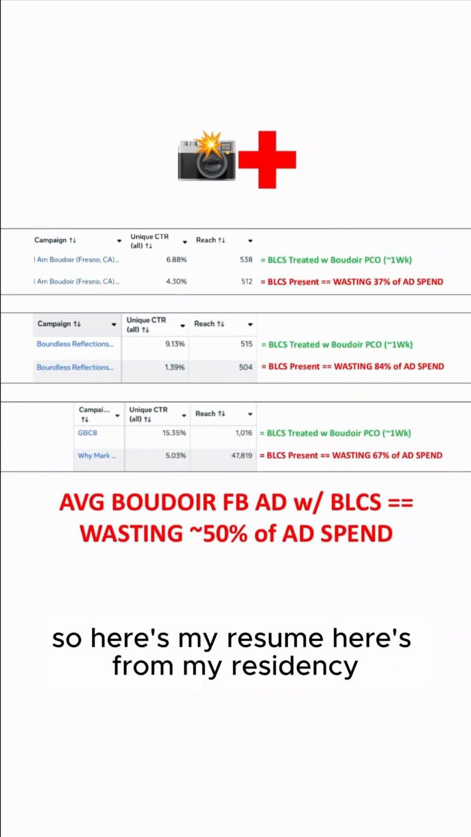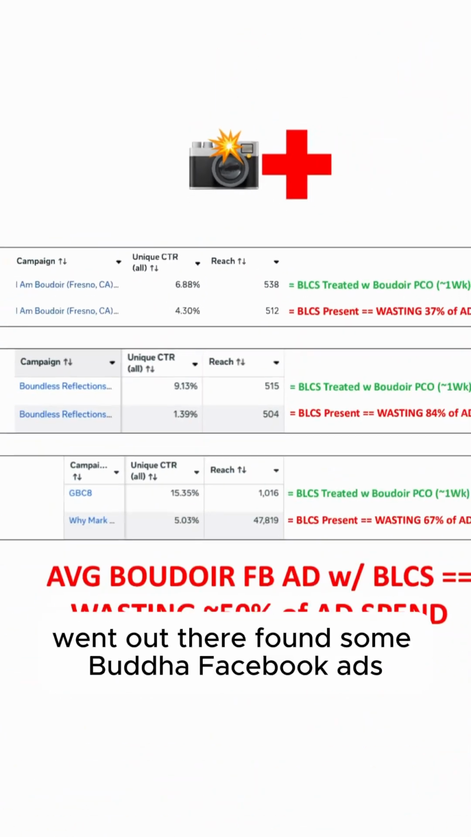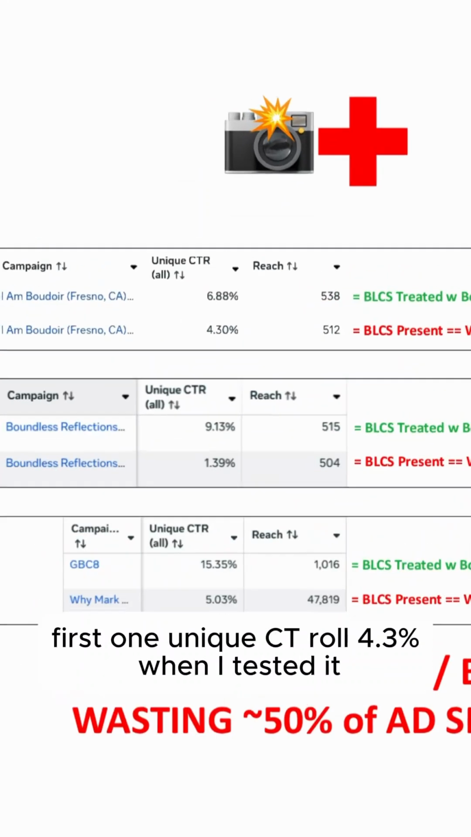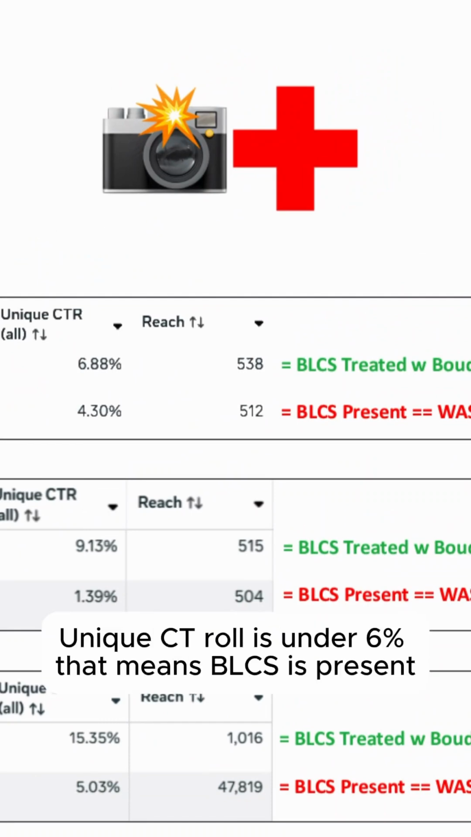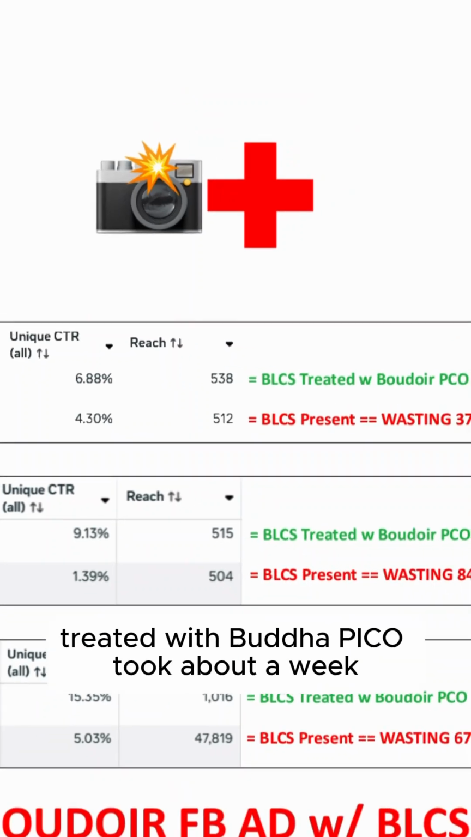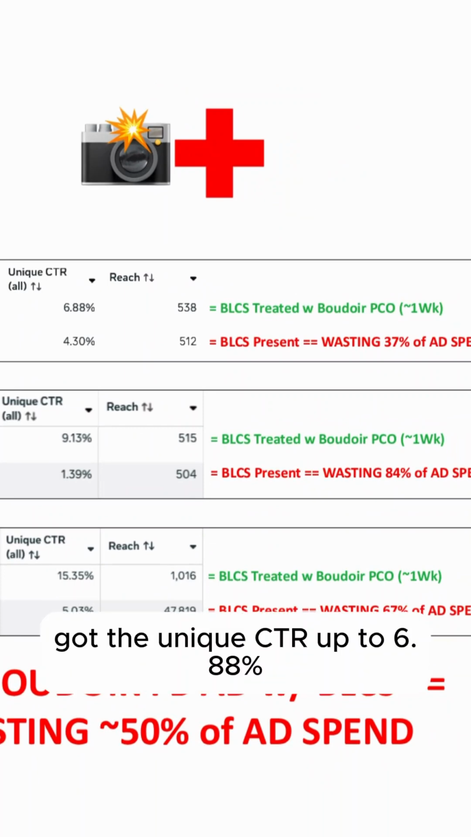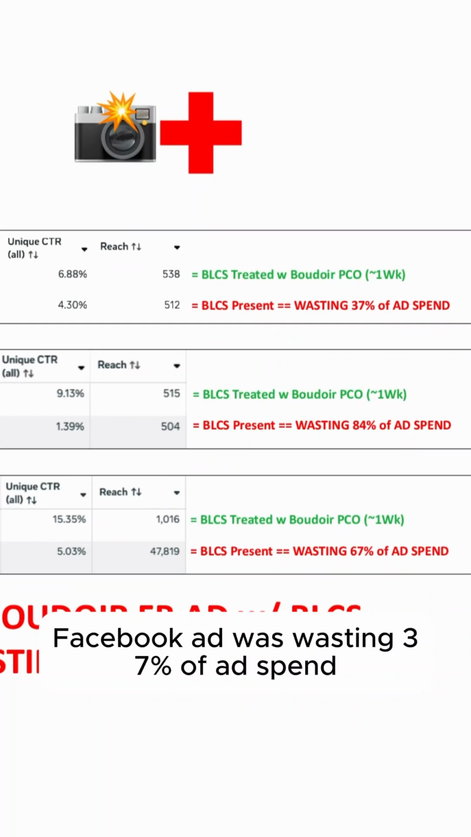So here's my resume. Here's from my residency. Went out there, found some Boudoir Facebook ads, brought them back to the hospital. First one, unique CTR all 4.3% when I tested it. All right, unique CTR all is under 6%. That means BLCS is present. So we duplicated it, treated it with Boudoir Pico. Took about a week. Got the unique CTR all up to 6.88%. So we found out the original Boudoir Facebook ad was wasting 37% of ad spend.